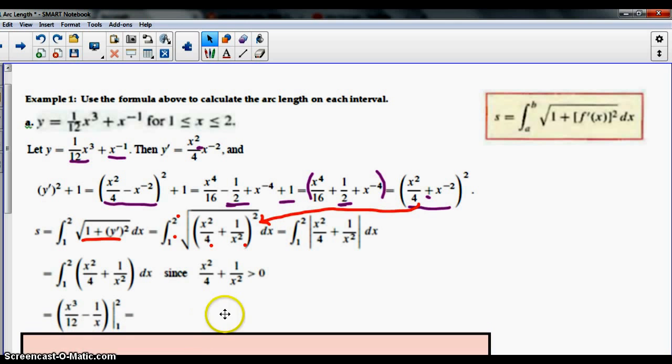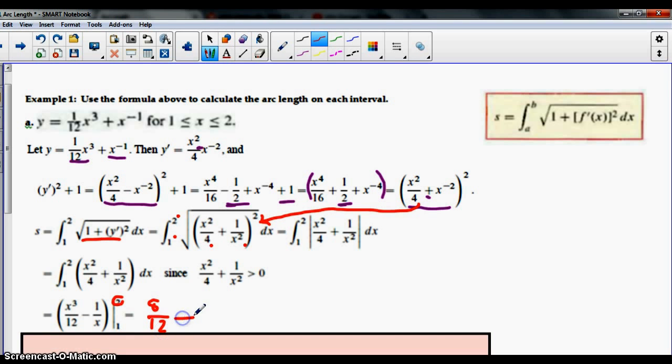Okay, and we find the antiderivative of each term. For the x squared over 4, that becomes x cubed over 12, and for the 1 over x squared, that becomes negative 1 over x using the power rule. Remember, you want to rewrite that as x to the negative 2. The last part, you want to plug your bounds in. Plug the 2 in, we'll get 8 over 12 minus 1 over 2. Then we'll plug in the 1. When I plug in the 1, I get 1 over 12 minus 1.